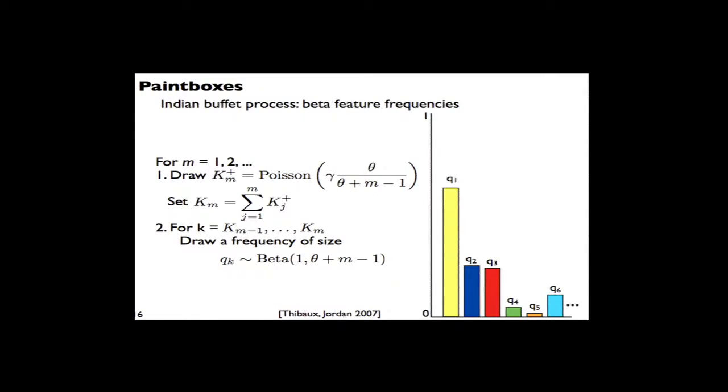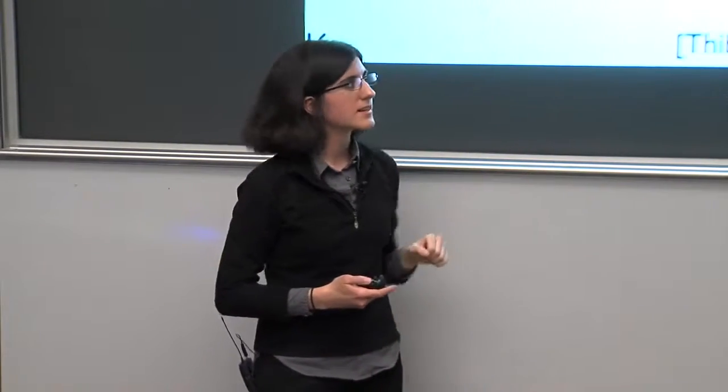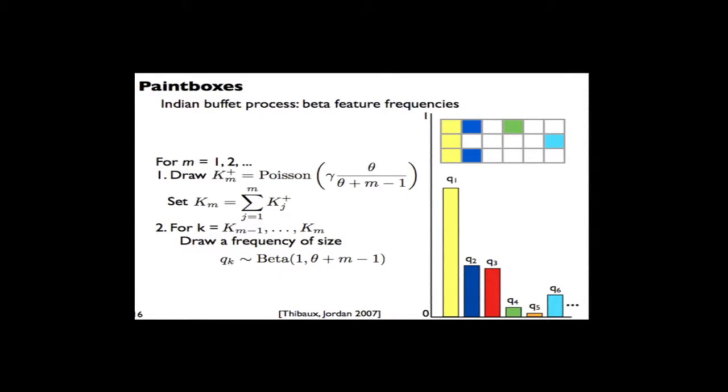Well, we can use each of these as the probability of a feature. So for the first data point, we're going to go to Q1 and say that we'll have this feature with probability Q1. Independently, we'll have the next feature with probability Q2. Independently, we'll have the next feature with probability Q3, et cetera, until we've filled in a feature allocation for that first data point. Now, independently and identically for the next data point, we'll assign the features for that data point.